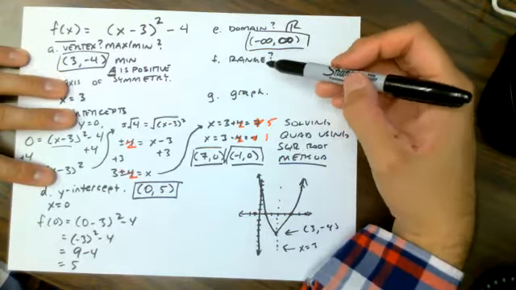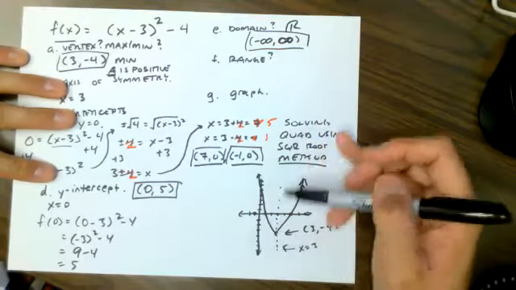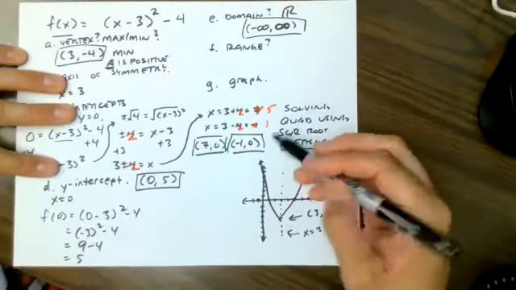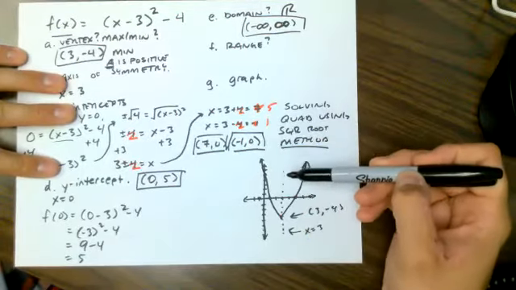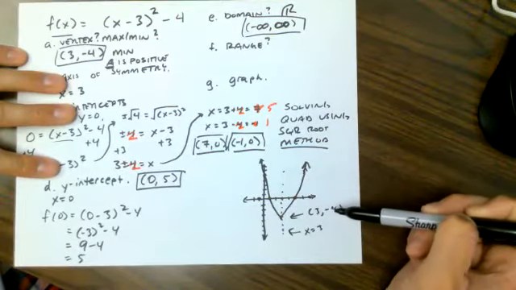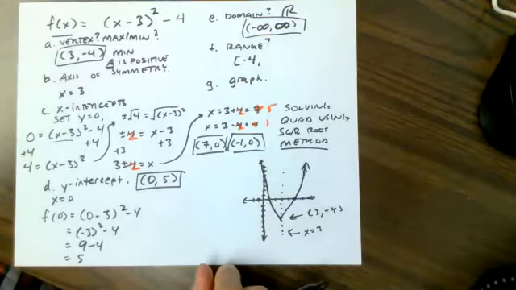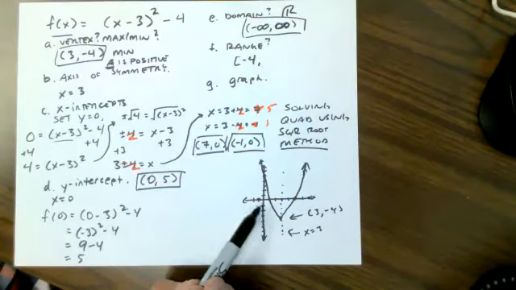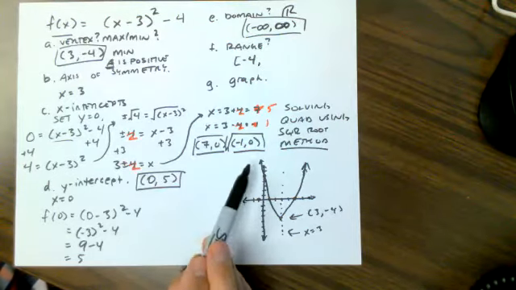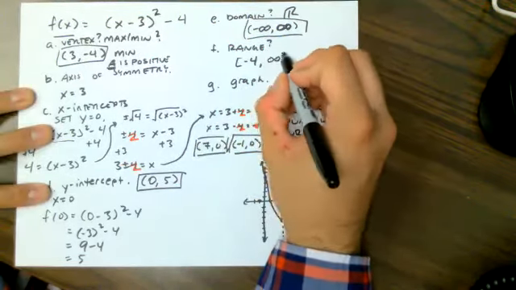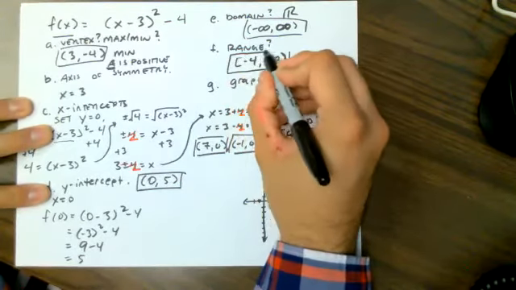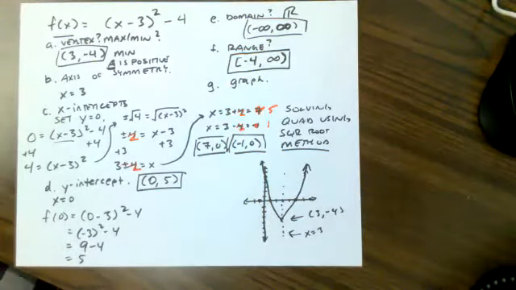The range, though, really does depend on if it's going up or down, right? So the range here, the furthest down the range goes is the vertex because it's a minimum. So the smallest y value we have is negative 4, right? It goes all the way down to negative 4, but then it goes up forever. So our range is negative 4 to infinity.